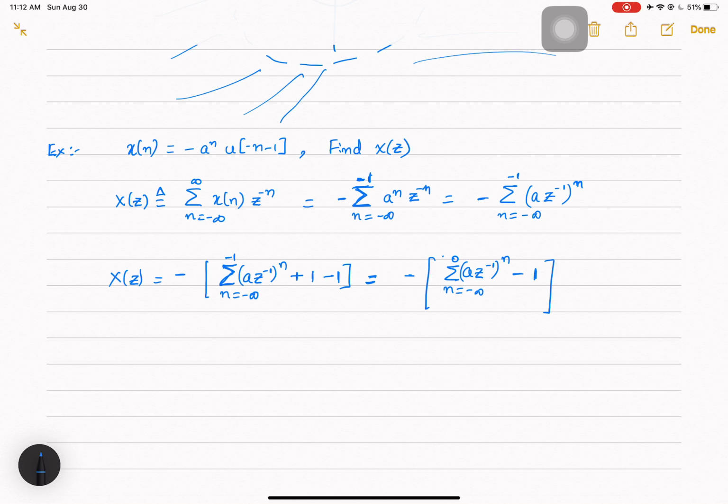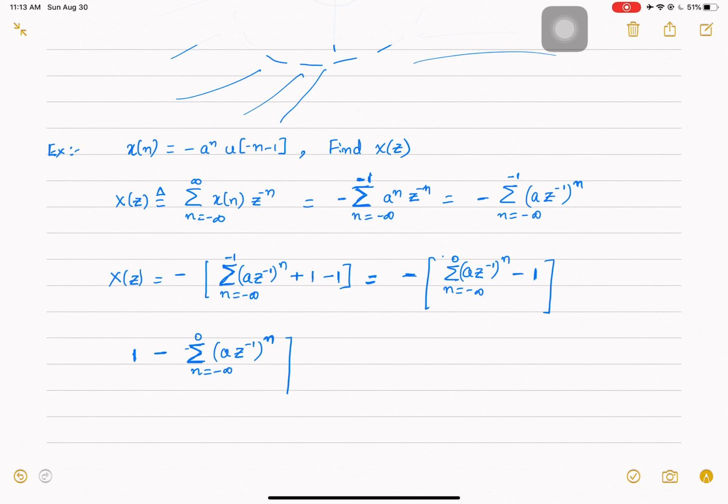Now if I expand this, what I am going to get is minus of minus 1, which will be equal to 1, minus the summation n going from minus infinity to 0 of a z inverse. Fine. So this is my x of z.